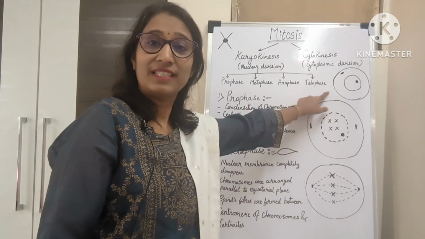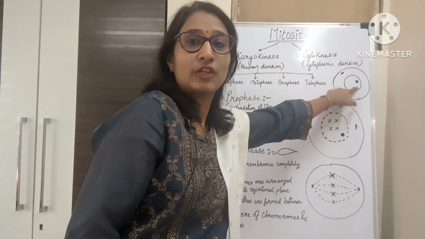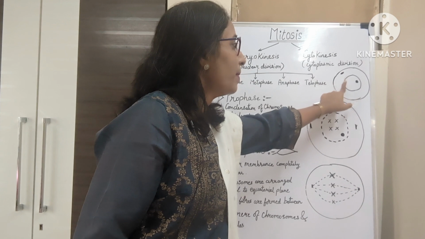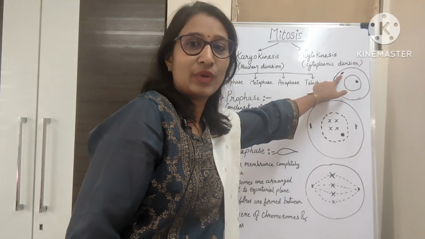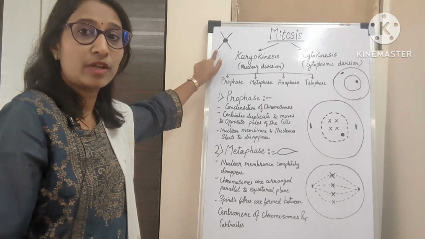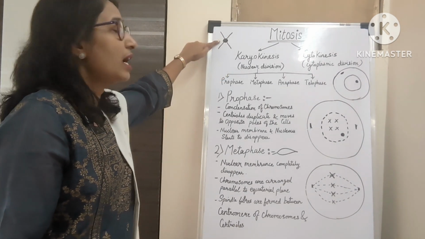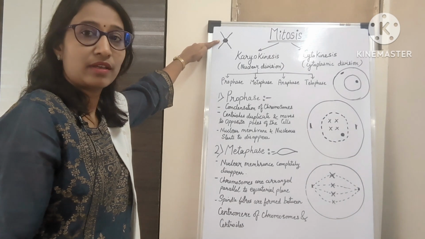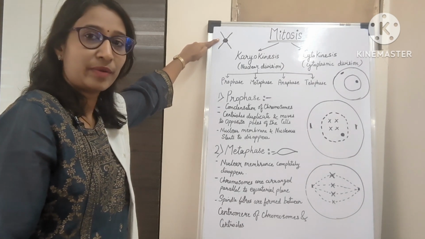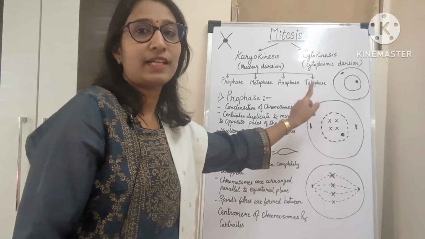So this is a cell, and in this cell we know that there is a nucleus. In the nucleus there is a nucleolus, this is the nuclear membrane, and this is the centriole. Now this is a chromosome, and this chromosome is made up of 2 sister chromatids. They are joined by the centromere. So this dot is the centromere. Further we are going to deal with prophase, metaphase, anaphase and telophase.